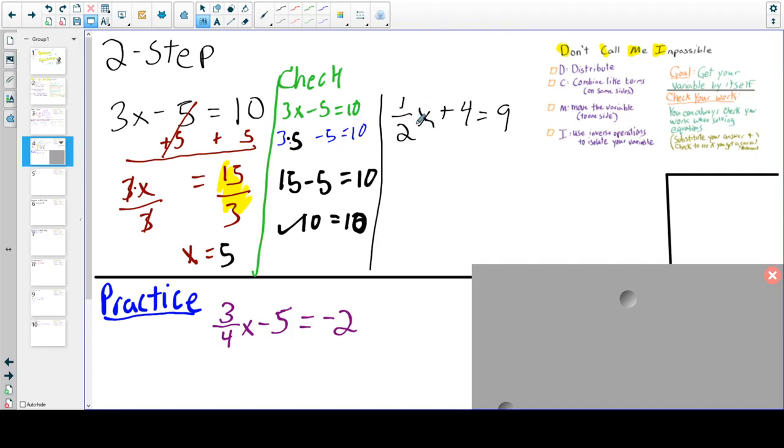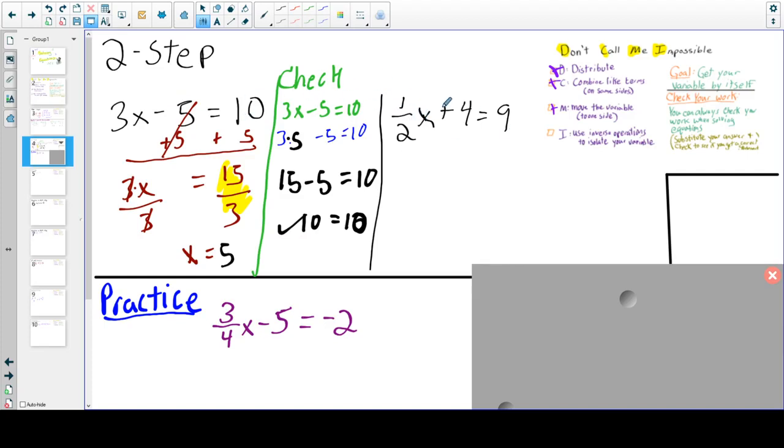I want to get x by itself. So I'm going to use DCMI. Can I distribute here? No. Can I combine like terms? No, there's nothing to combine. Can I move the variable to one side? Well, it's already on one side. So that means I must use inverse operations. In fact, these two examples are very similar.